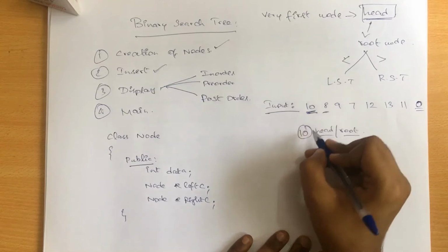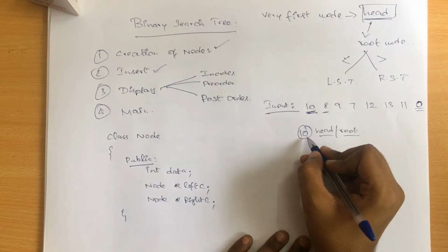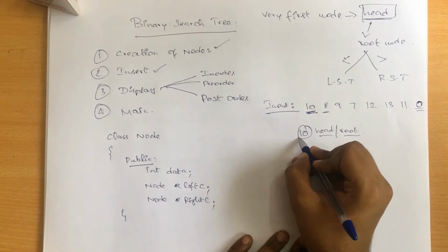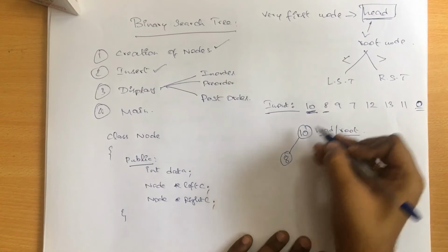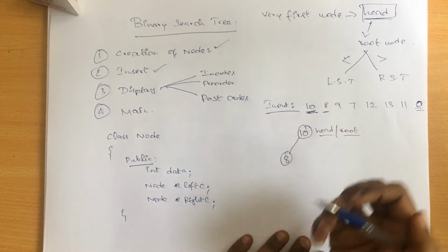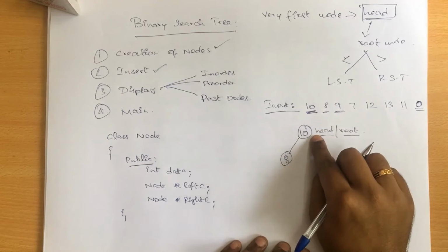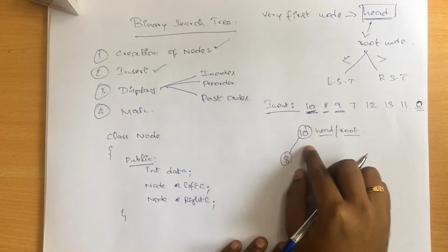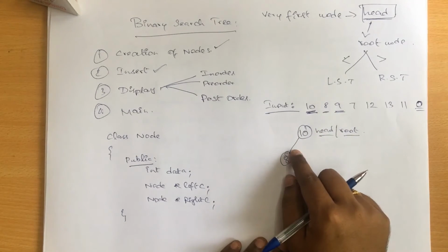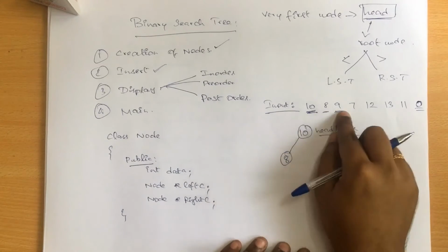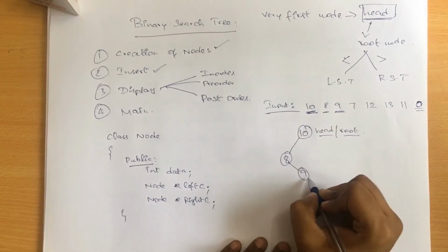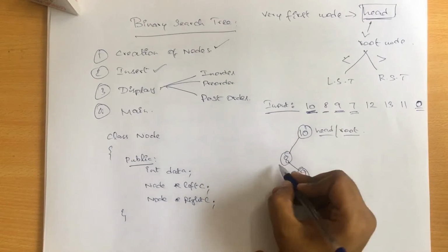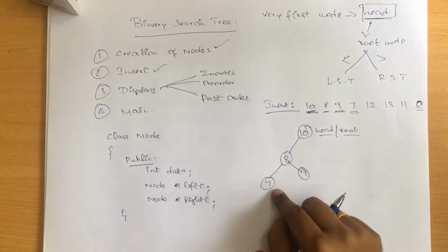The next element is 8. I'll check whether 8 is greater than or less than 10. It is less than 10, so I'll check with the left part of 10. The left of 10 is null, so I'll place the new node over here. So 8 is now placed to the left of 10. In the same way, now I'll move with 9. 9 is less than 10, the root node, so I'll move with the left subtree. When I compare 8 and 9, 9 is greater than 8, so the right side of 8 should be 9. Now the next value is 7. 7 is less than 10, also less than 8, and the left of 8 is null. So 7 will be inserted over here.